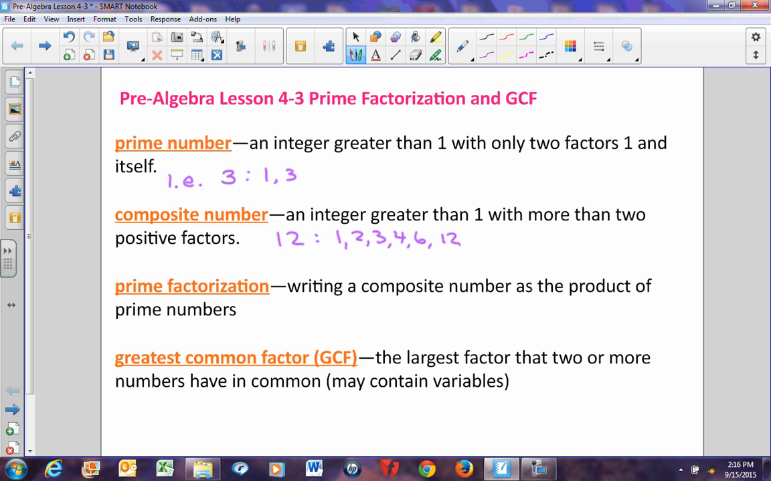But prime factorization is writing a composite number as the product of prime numbers. So we'll learn how to write prime factorization. That would be something like saying 2 times 2 times 3 times 3 times 5. Greatest common factor is the largest factor that two or more numbers have in common. It may or may not contain variables.